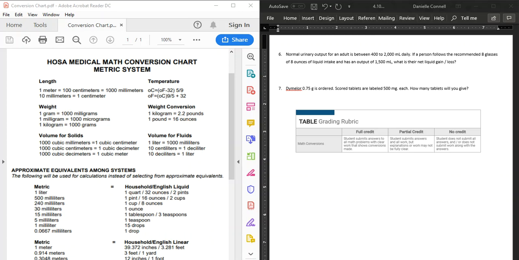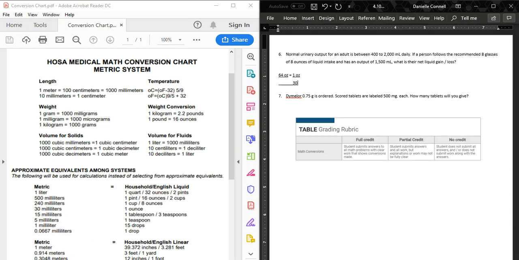So to solve this problem, we're going to figure out how much liquid is being consumed total if we're following the recommendation, which is 8 glasses of 8 ounces. 8 times 8 is 64, so we should know that one. And we're going to see what that is in milliliters because we have the output in 1500 milliliters. We're going to convert our 64 ounces into milliliters. So again, we're using that same conversion, 30 milliliters and 1 ounce. So 1 ounce equals 30 milliliters, and cross multiply and divide.